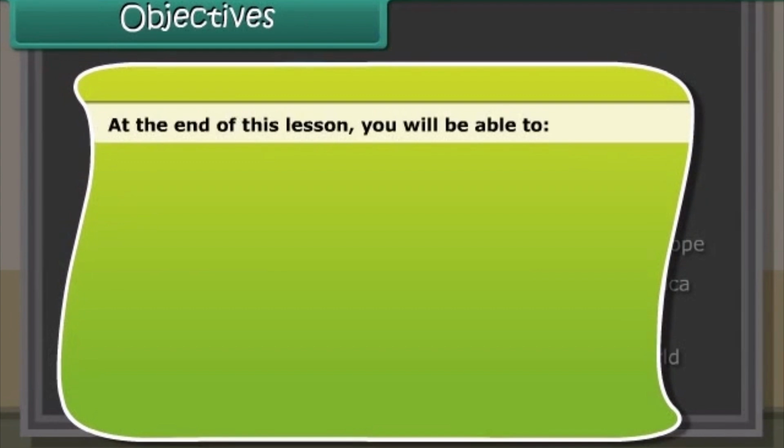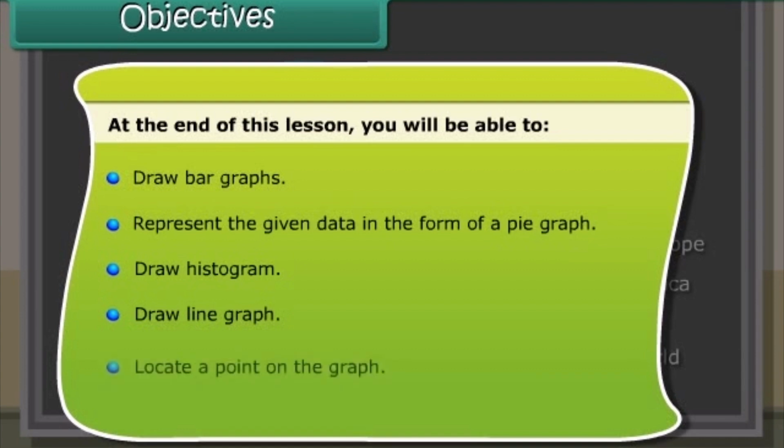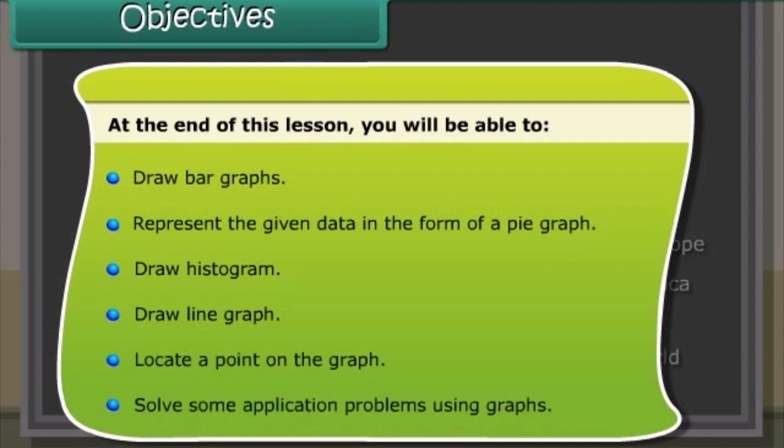Objectives. At the end of this lesson, you'll be able to draw bar graphs, represent the given data in the form of a pie graph, draw histogram, draw line graph, locate a point on the graph, and solve some application problems using graphs.